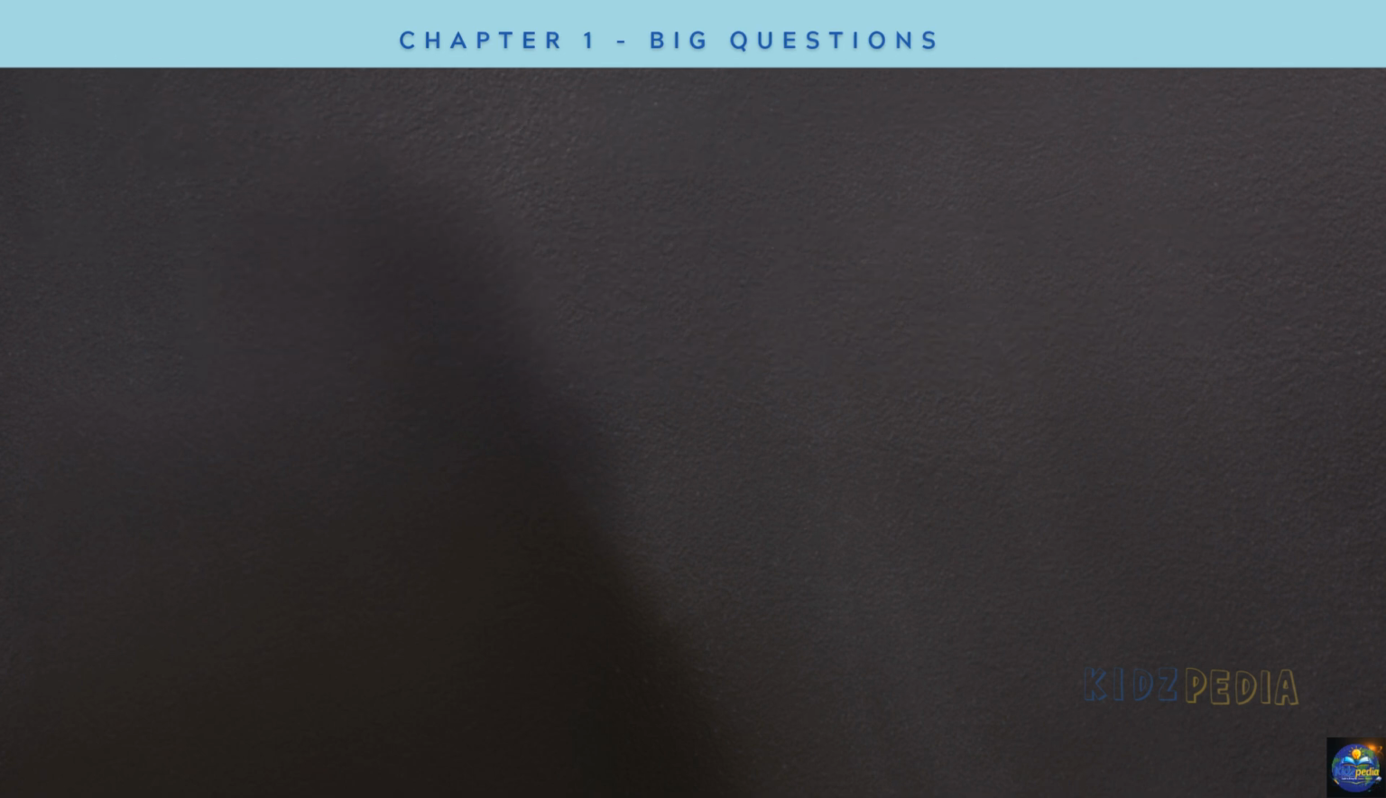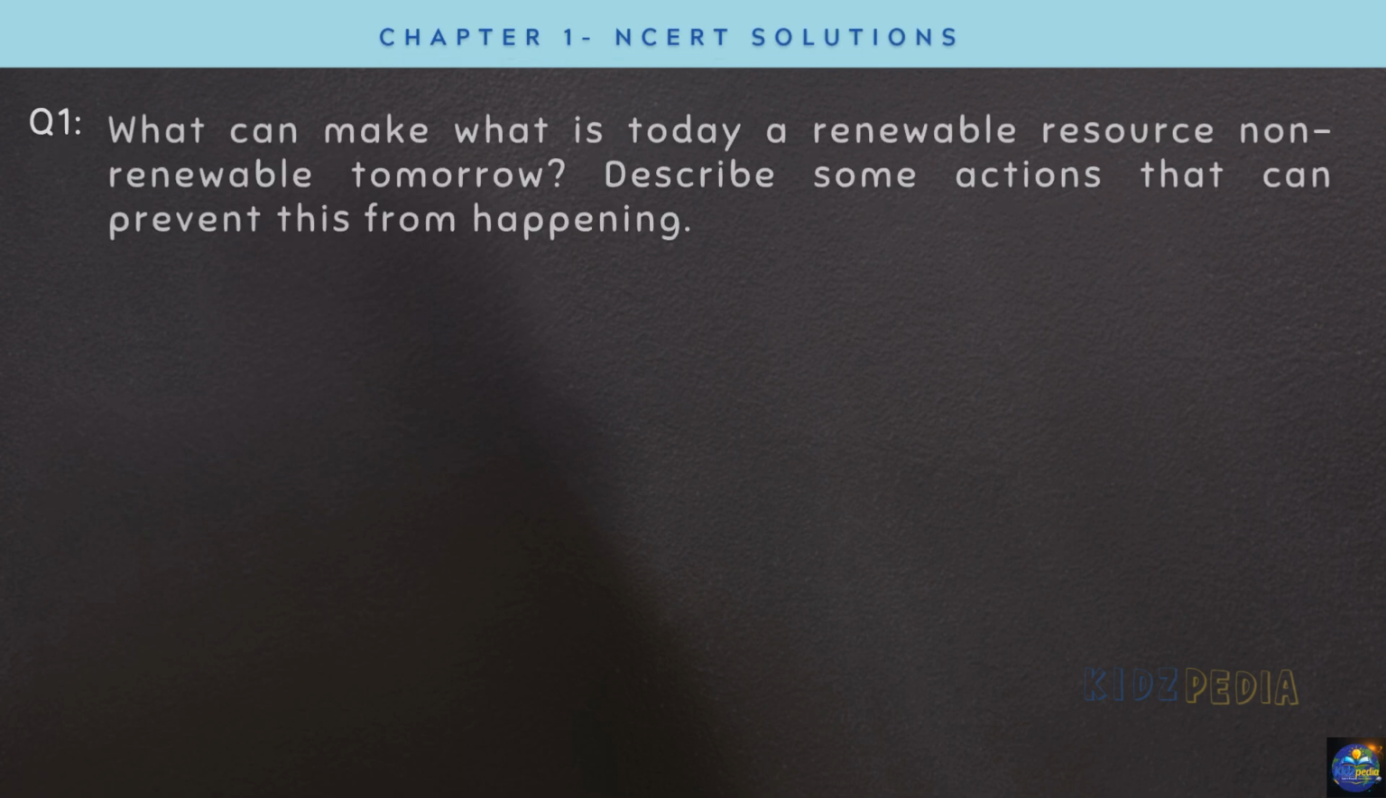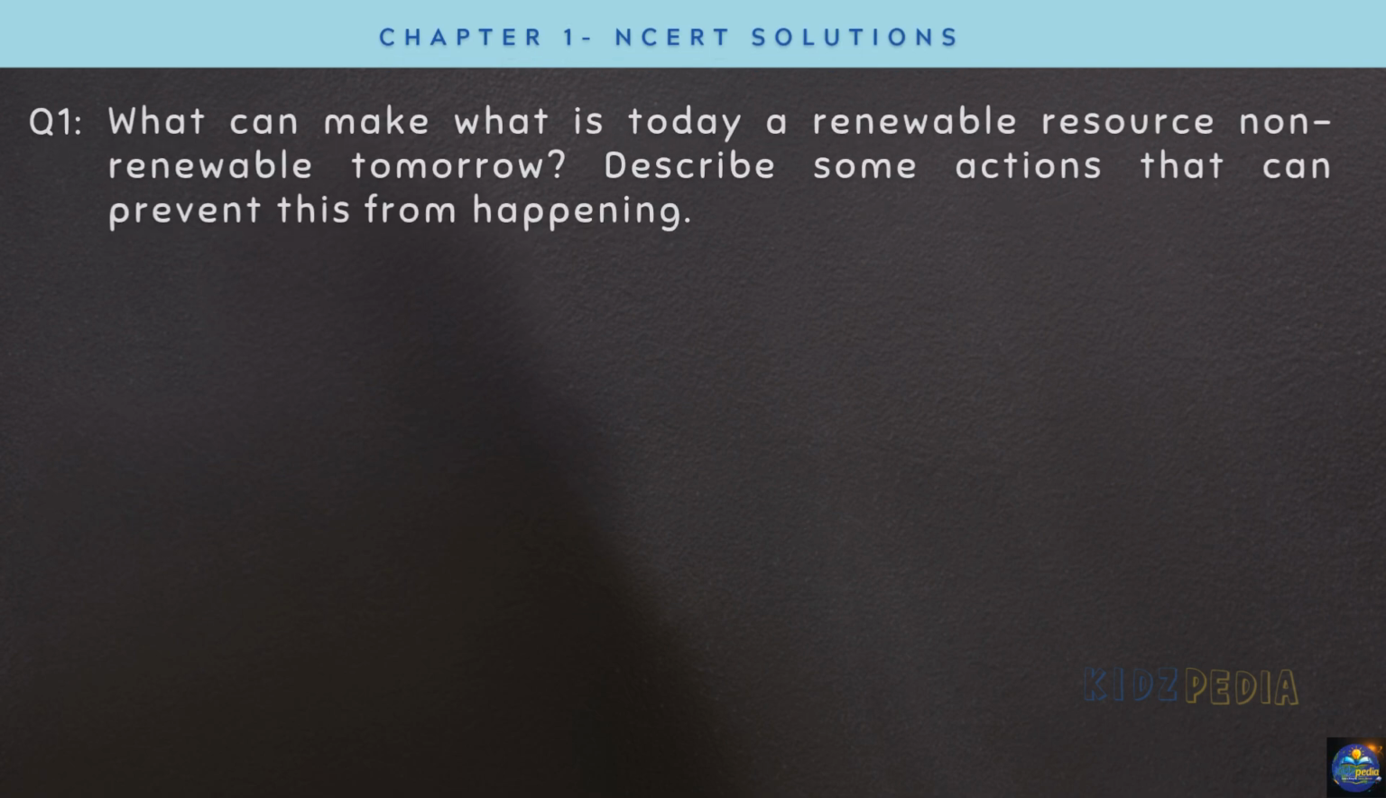Now, questions and activities given at the end of the chapter. First question, what can make what is today a renewable resource non-renewable tomorrow? Describe some actions that can prevent this from happening. So, this question is asking you to think beyond definitions. It asks, if a resource is renewable today, can it become non-renewable tomorrow? And if yes, how does that happen and how can we stop it?